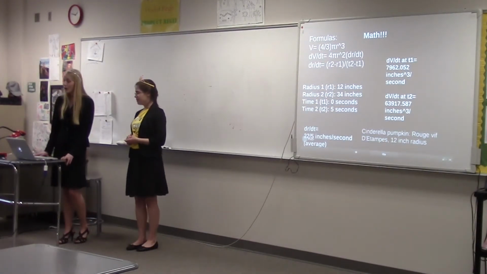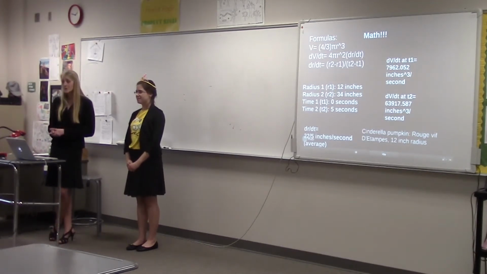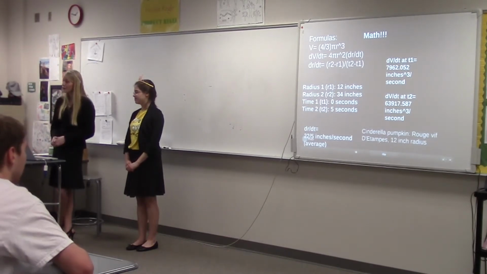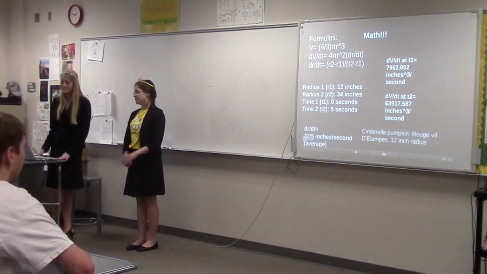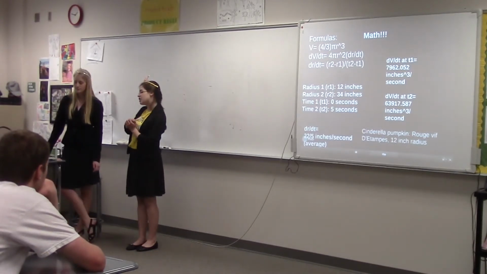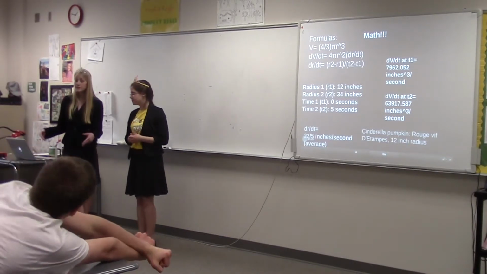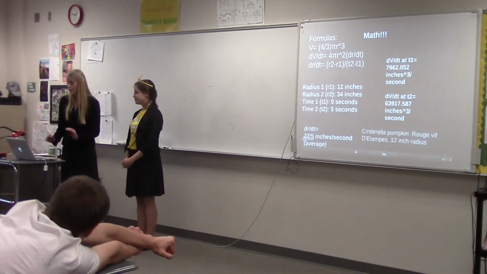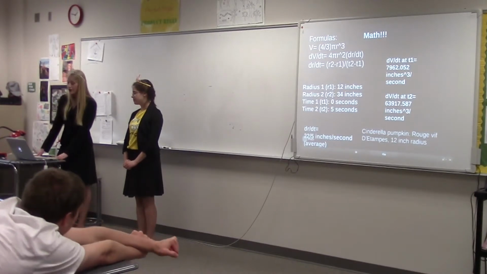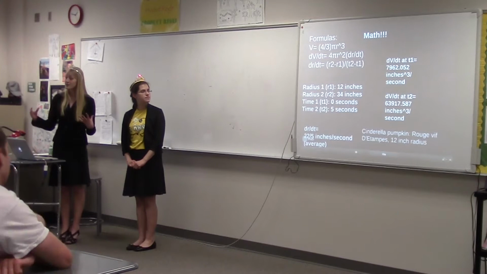Yes. Because the carriage is so spherical, we decided to assume that the pumpkin is spherical also. For our volume formula, we used 4/3 pi r cubed. We found the derivative of that to find the change in volume, so we got an equation of 4 pi r squared times dr/dt. And we're looking for the rate of change in the volume. We didn't say that before. To find our dr/dt, we had to assume that the radius is growing at a constant rate.